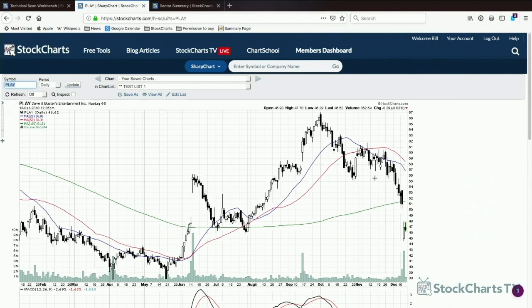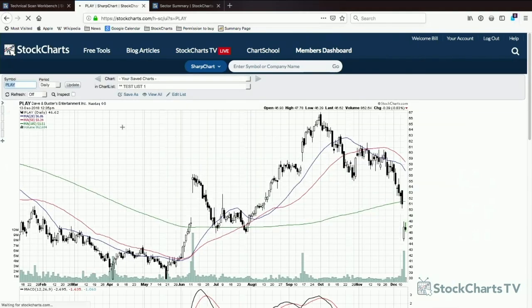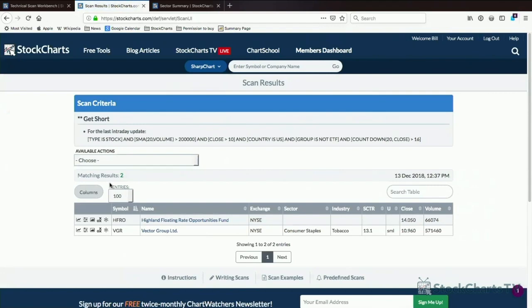And so again, the count up, count down, when we're using the count down, we can change that number. And as we change this, of course, we're going to get fewer and fewer results, but we can get worse and worse as we go. See how far we can go before we start to run out. 16 or so.